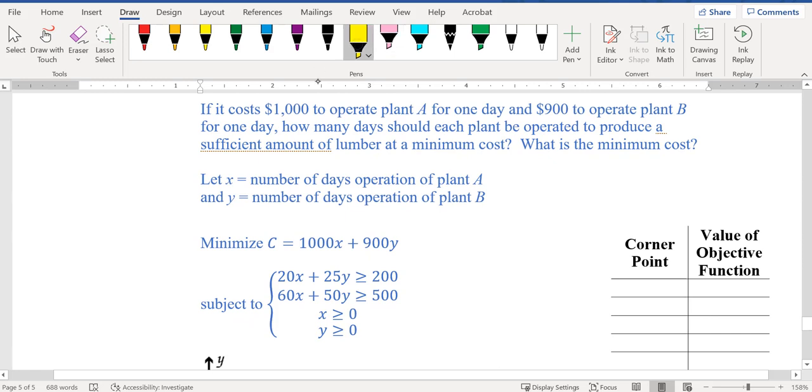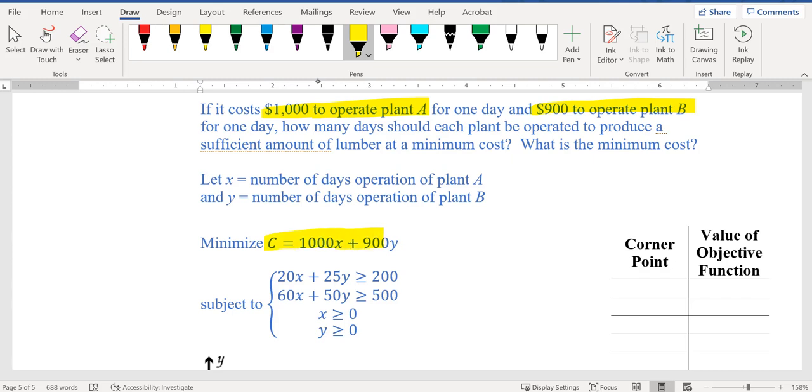Okay, it costs $1,000 to operate plant A per day and $900 to operate plant B per day. So your cost is going to be 1,000 times the number of days you operate plant A plus 900 times the number of days you operate plant B. That's how you get your objective function.